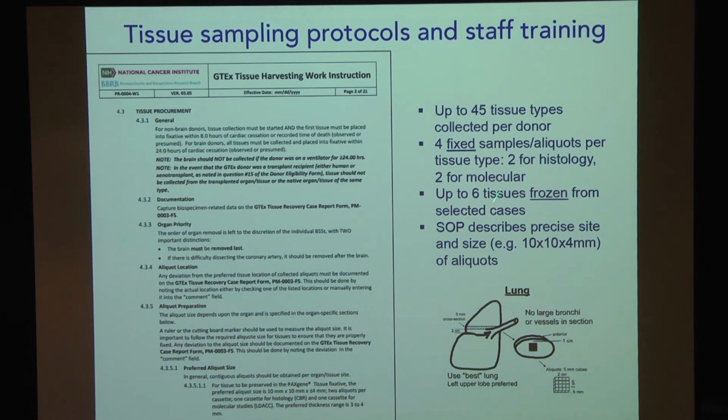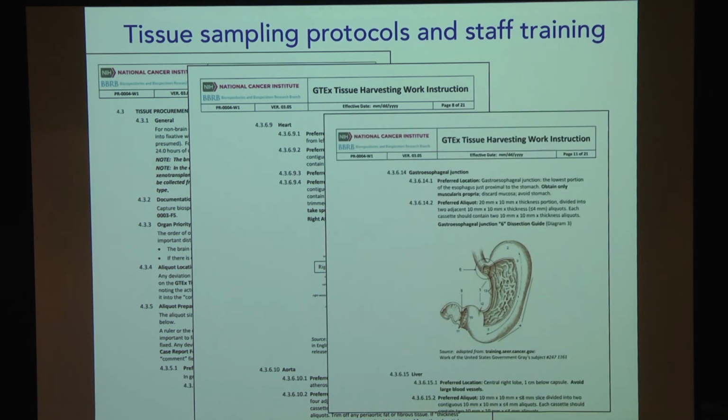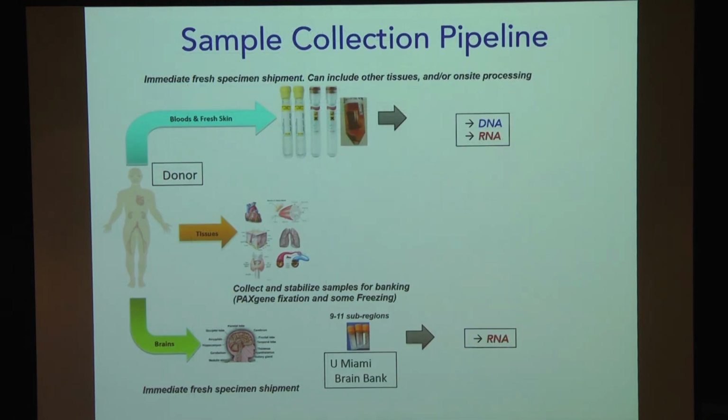The team had to collect multiple tissues, with different fixation and freezing types, some for histology. So we developed an SOP that describes the precise site and size, where to sample, what to avoid, what size to get, and so on. And this is just a quick breeze through for other organs such as the heart, the gastroesophageal junction and so on. All of this is available, and all of this is leverageable as a baseline going forward as we go deeper into these tissues that are being discussed here.